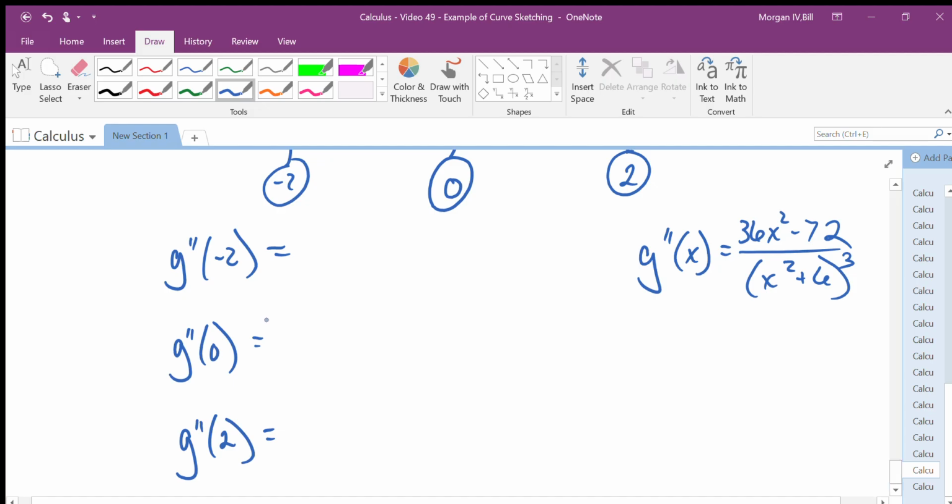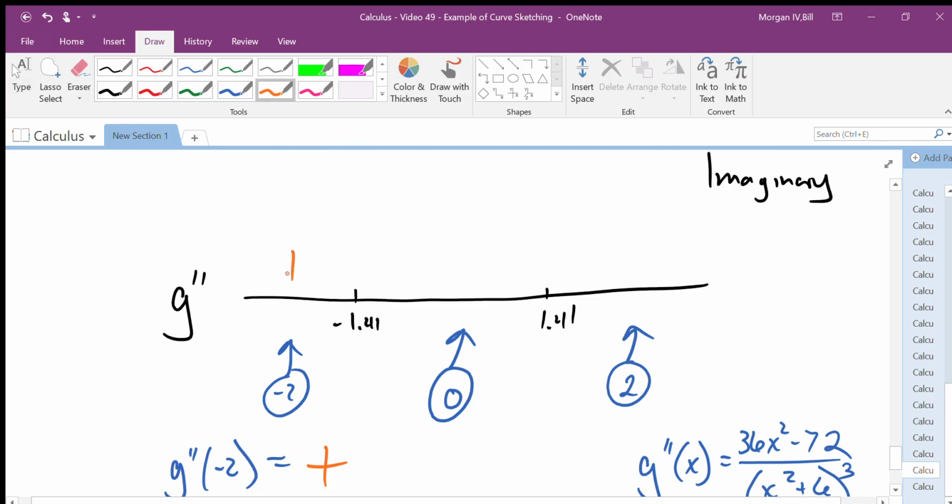If we check the numerator, let's start with 0 because it's the easiest. G double prime of 0, 36 times 0 squared is 0, minus 72 is negative 72. Point being, it will be negative. All right, how about negative 2? Negative 2 squared is 4. 36 times 4 is 144, I believe. Minus 72 is a positive 72. So we get a positive 72 in the numerator, something positive in the denominator, and a positive divided by a positive is a positive. And lastly, g double prime of 2 is going to be the exact same answer here. 2 squared 4, 4 times 36, 144 minus 72, 72 over the same denominator, positive.